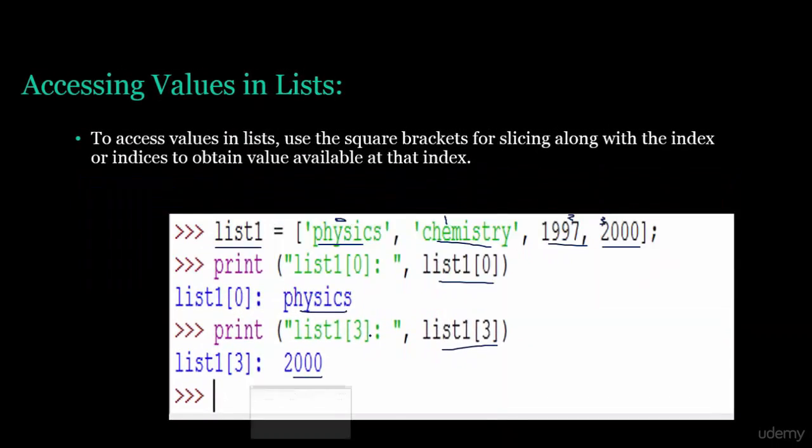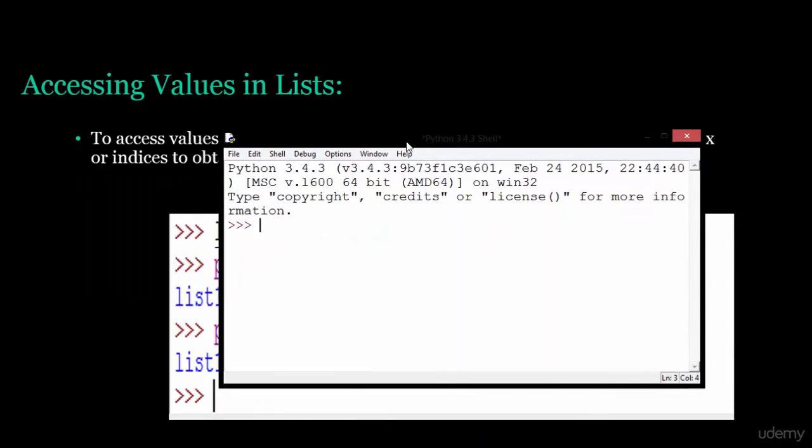Let's try this in our Python shell. I create a list here, x equal to Mahmoud, Amal, Hamza, then I press enter. If I type x of 0, this will print Mahmoud. If I type x of 1, this will print Amal, and if I type x of 2, this will print Hamza. If I type x of 3, there is no 3 index here.